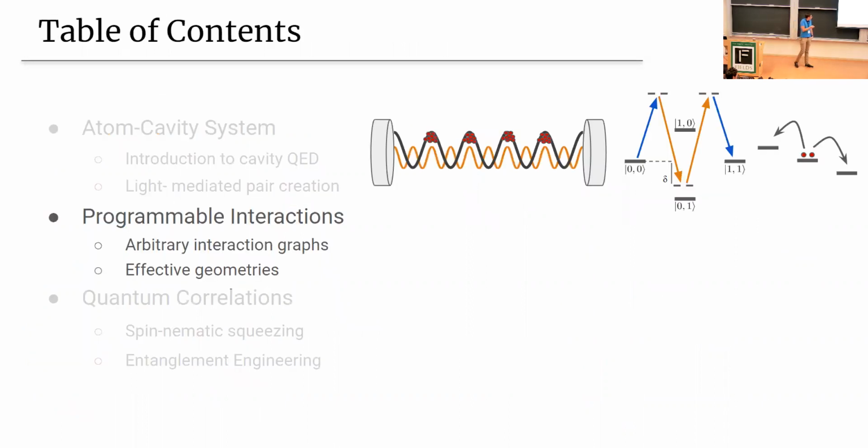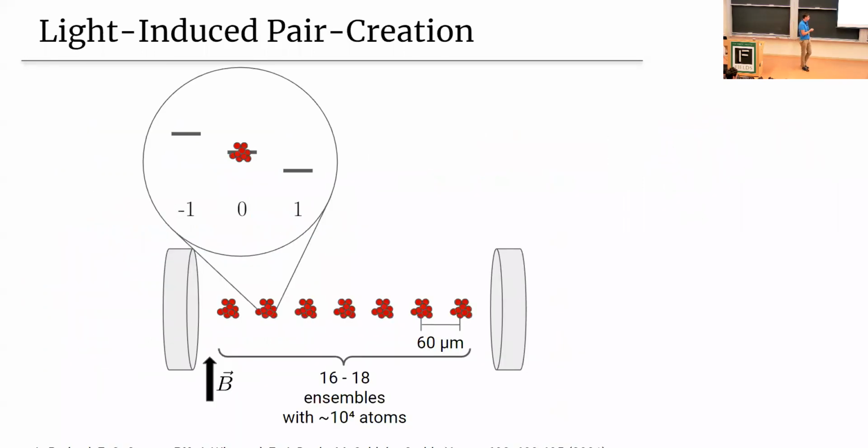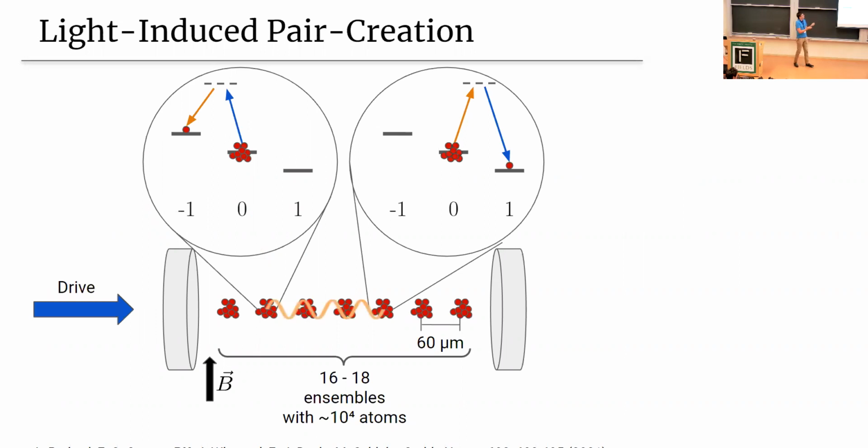Okay, so now let's see how we use it to get to programmable interactions. So for that, we now prepare ensembles of atoms inside the cavity. And we prepare about 16 to 18 ensembles, and they are separated by about 60 microns. So the whole array we have is about 1 millimeter. And in each of the ensembles, we prepare the atoms in the MF equals 0 state. And then, like I said before, we then drive it. And then this drive mediates this pair creation process where this pair creation can happen between any ensembles in this cavity. So it's an all-to-all interaction.